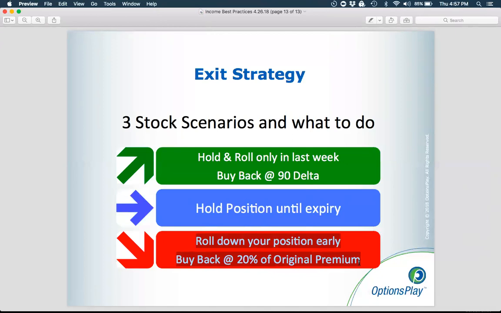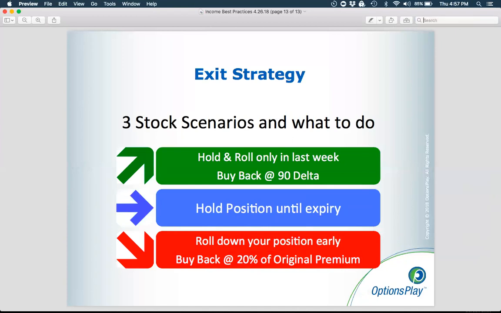If you can buy it back for 20% of the premium or smaller, so if you sold the call for $1 and you can buy it back for less than 20 cents, do so and sell another covered call. You want to get right onto that and sell another covered call to help offset some of the losses that you have in the underlying stock. So those are the 3 general scenarios that you'll come across when you're selling covered calls and how to handle them.